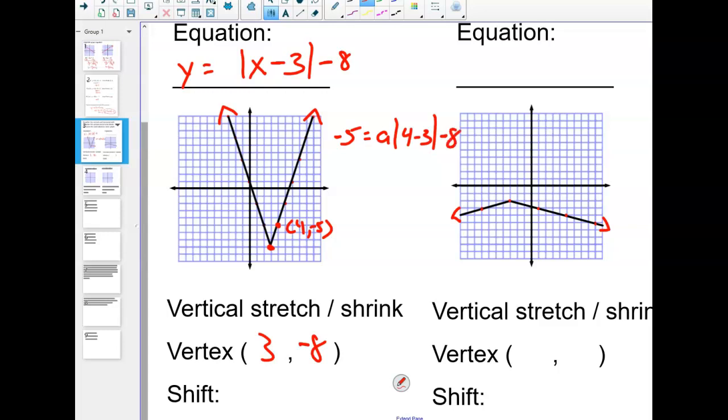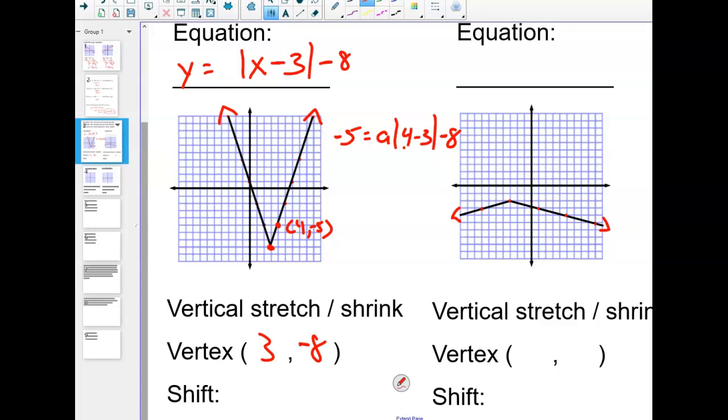Okay? So when I put my vertex in of 3, negative 8, x minus 3, absolute value of it, minus 8. What would make this equal to 0? 3. That's why it's x minus 3. The y coordinate of the vertex is negative 8, so we just plug in negative 8 in there. We do the same here. We put the 3 and the negative 8 in, and I pick a point on my graph, 4, negative 5. I plug 4 in for x and negative 5 in for y.